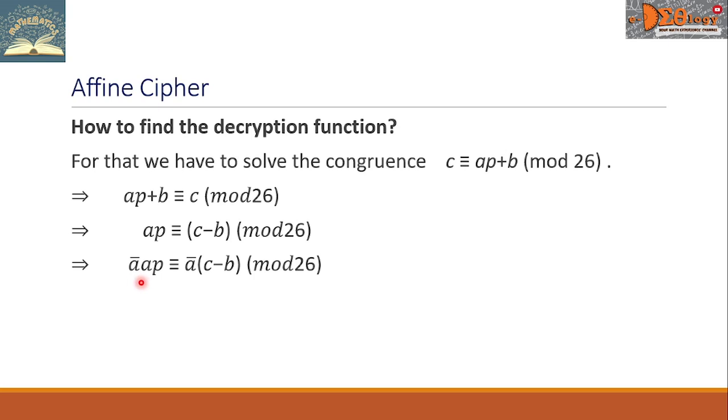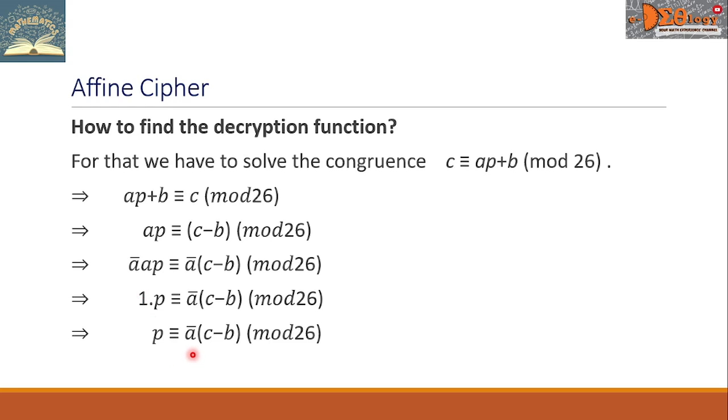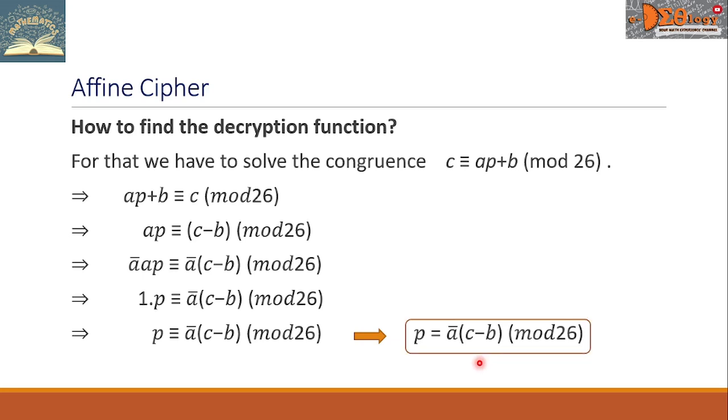This a bar and a will cancel each other, or it becomes 1. So we have 1 times p, then we can remove this number 1. So we have p is congruent to a bar times (c minus b) mod 26. With this congruence, we can translate it back into an equation. So we have p = a bar times (c minus b) mod 26. This is now the decryption function. Note here that the c is the number associated with the encrypted cipher.